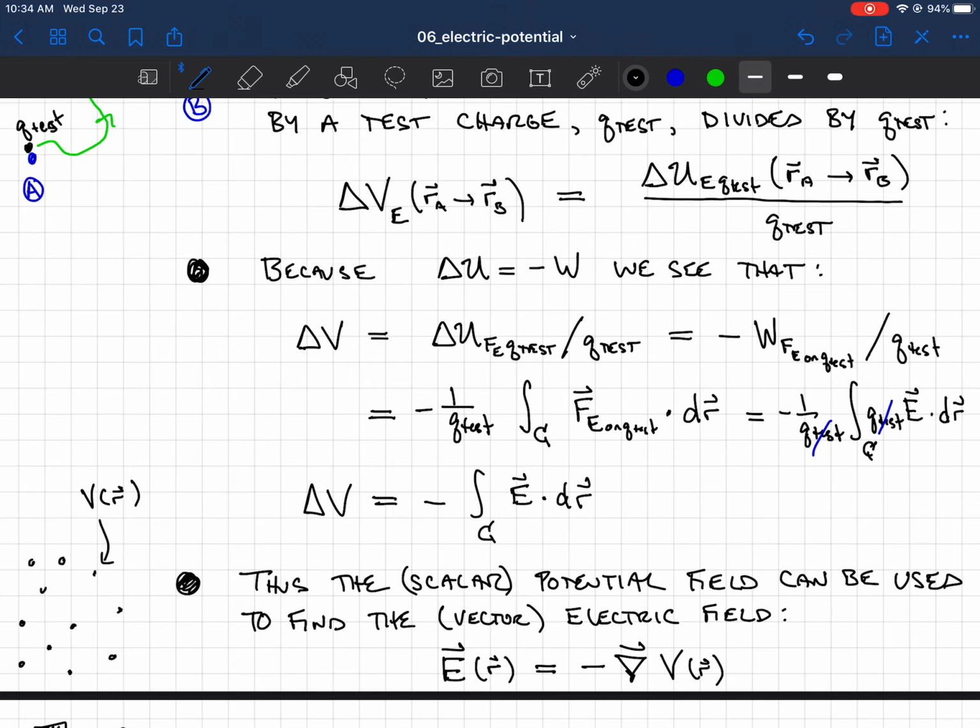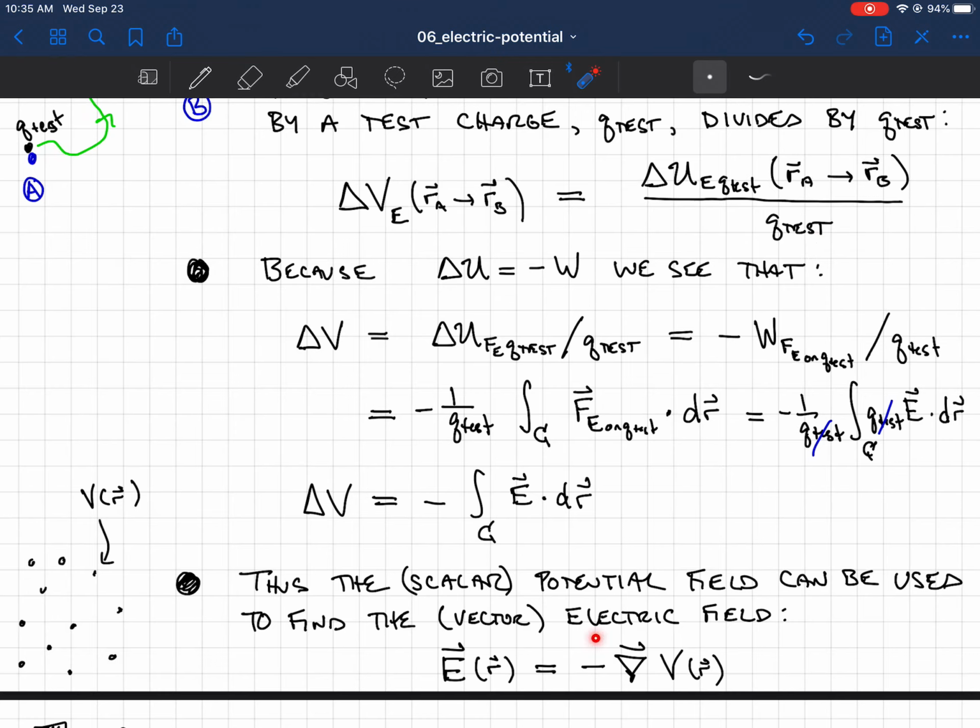And that gradient you learn about in Calc 3. It's the vector of partial derivatives. And we'll show how you use it for some simple cases at the end of the lecture today. So, important notes: potential difference depends only on the field, although in order to find it, you might use a test charge to determine what it is.